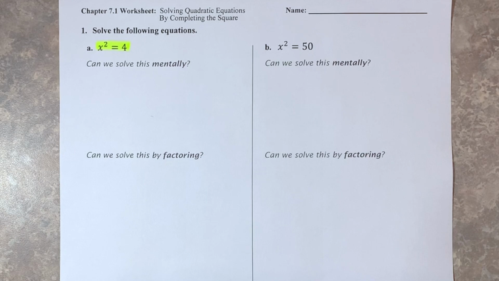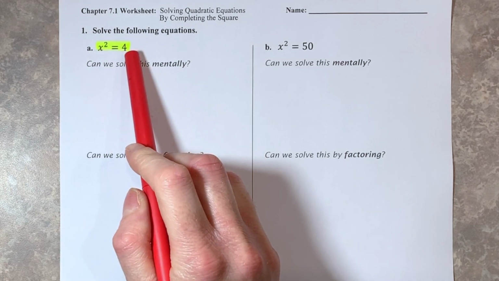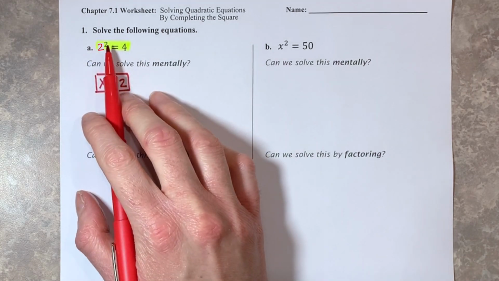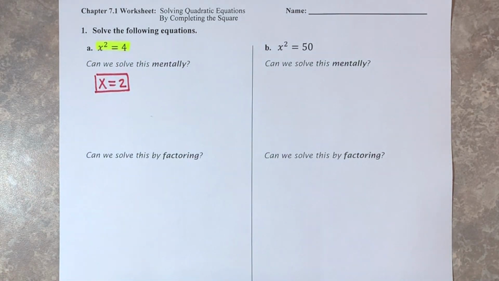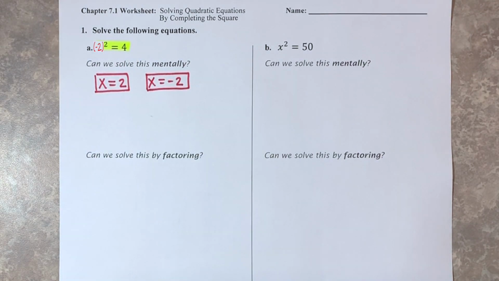x squared is equal to 4. Now, we likely can solve this mentally. If you think about what numbers squared will give you 4, there are actually two solutions. The first solution, x could equal 2, because if we take 2 and square it, we'll get 4. And the second solution, x could equal -2, because if we square -2, we also get 4. If we'd like to write this in a condensed notation, we could write our answer as x is equal to plus or minus 2.